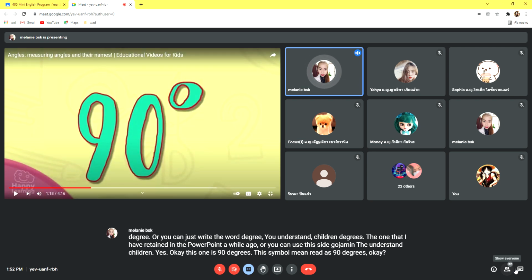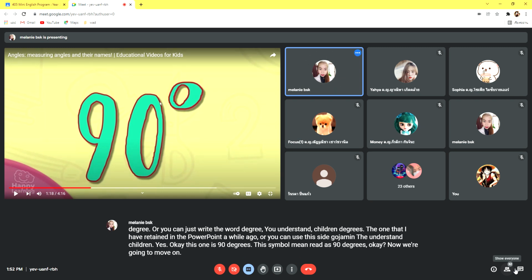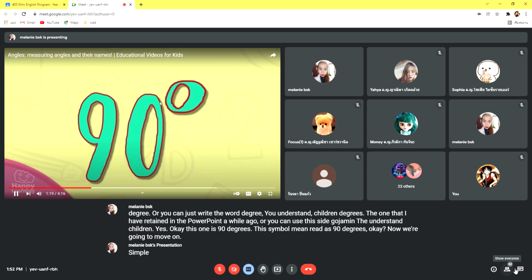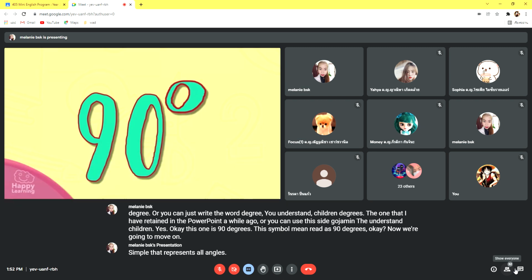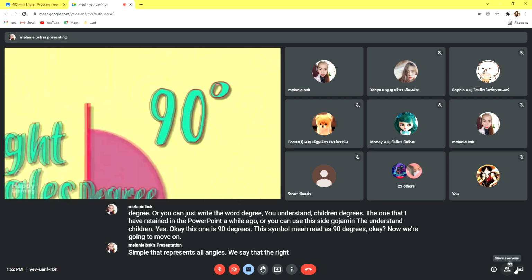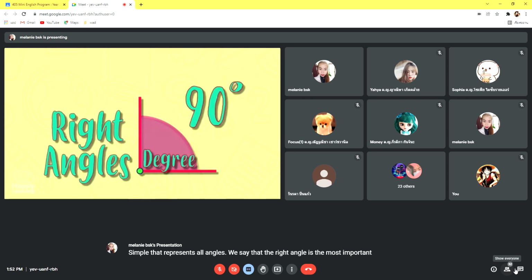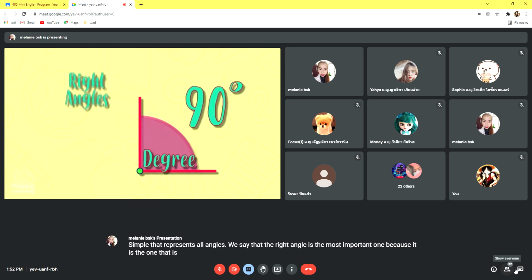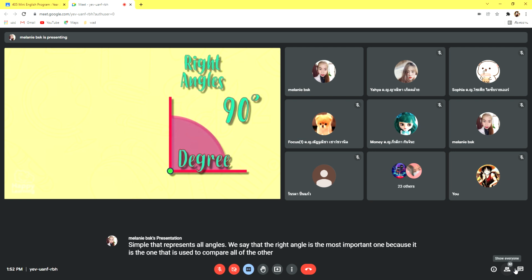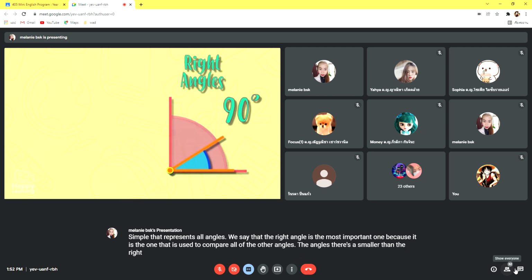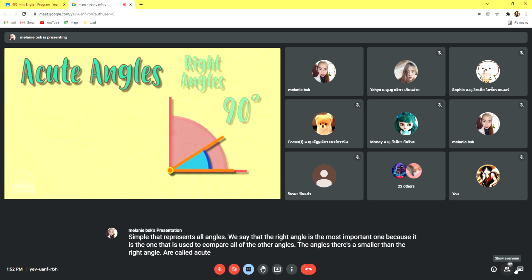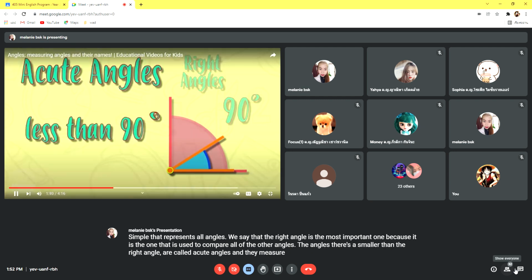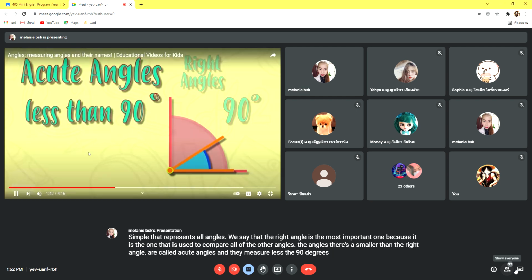Okay, now we're going to move on. Symbol that represents all angles. We say that a right angle is the most important one because it is the one that is used to compare all of the other angles. The angles that are smaller than a right angle are called acute angles, and they measure less than 90 degrees, like all of these.